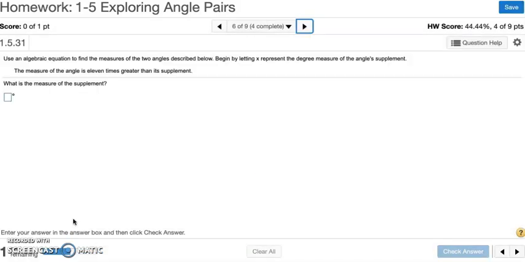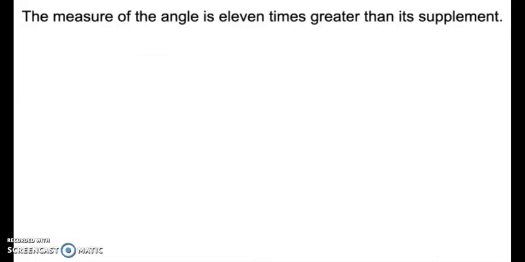Going to number 6. It says use an algebraic equation to find the measures of 2 angles described below. Begin by letting x represent the degree measure of the angle supplement. The measure of the angle is 11 times greater than its supplement. So we have to identify variables and write an equation. So we have 2 angles. First angle is going to be angle x. That's the measure of an angle. The second angle is going to be its supplement.